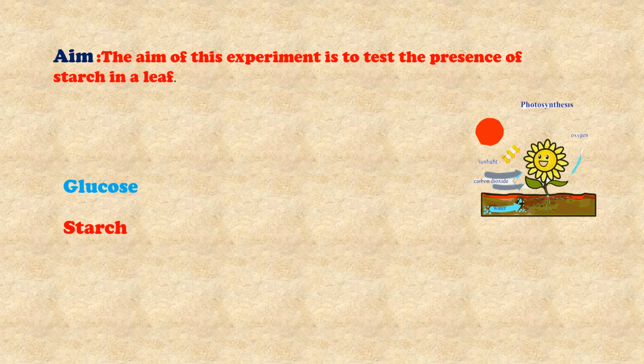When we find the glucose in the form of starch, that means the leaf has performed photosynthesis. So, in this experiment, we are going to learn how to know whether a leaf performed photosynthesis or not. If there is starch, the leaf performed photosynthesis, and if there is no starch, the leaf did not perform photosynthesis.